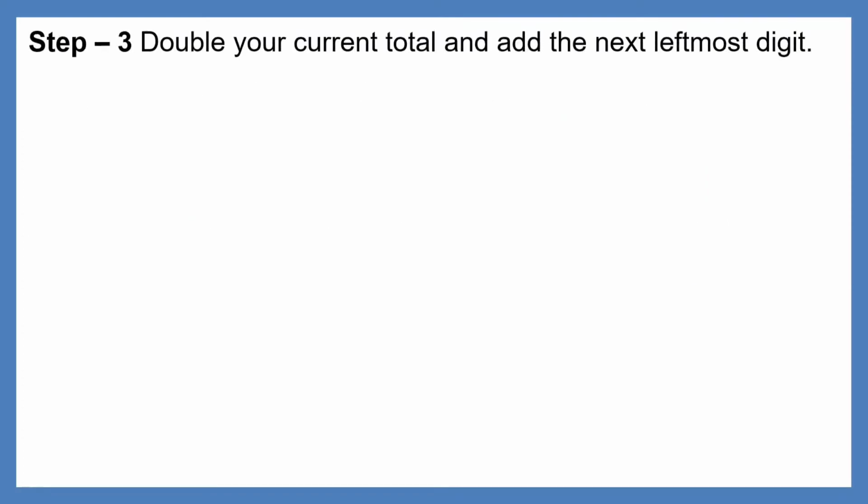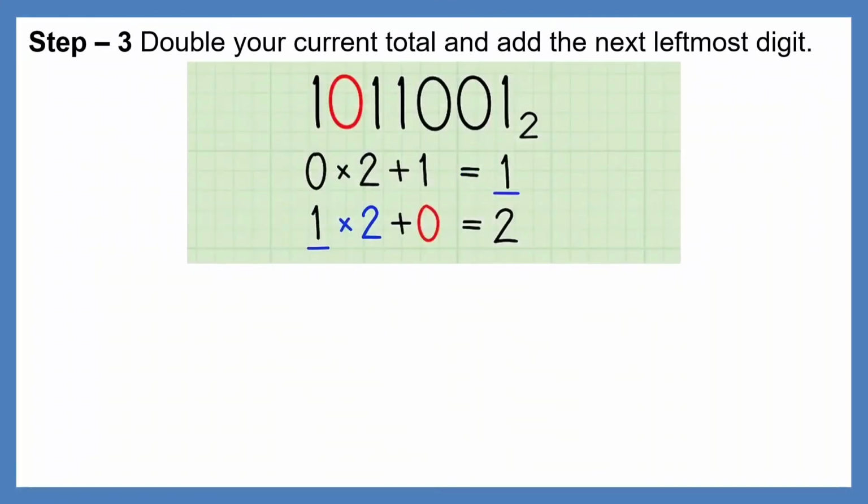Next, double your current total and add the next leftmost digit. So we are done with the 1, and now we are going to have the 0. The previous total is 1, underlined in blue. We double the previous total, so 1 times 2 plus the current bit, which is 0, is equal to 2.